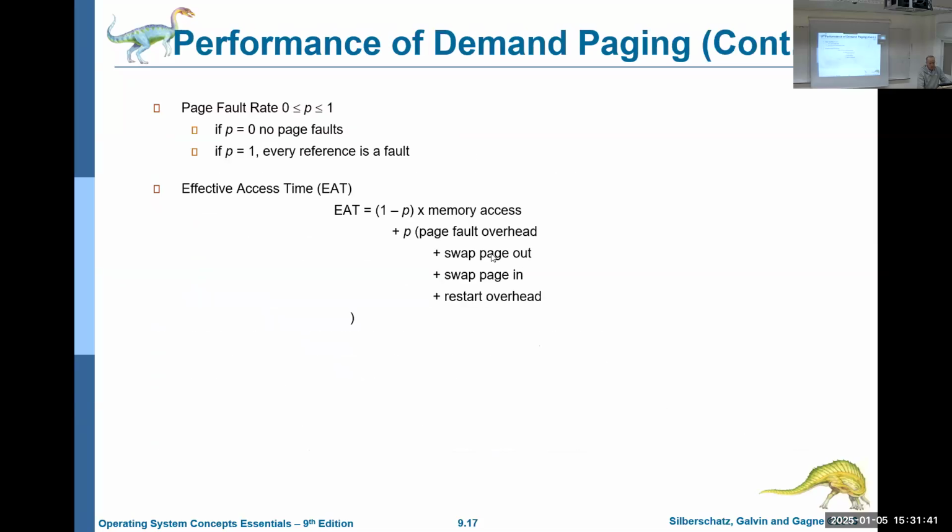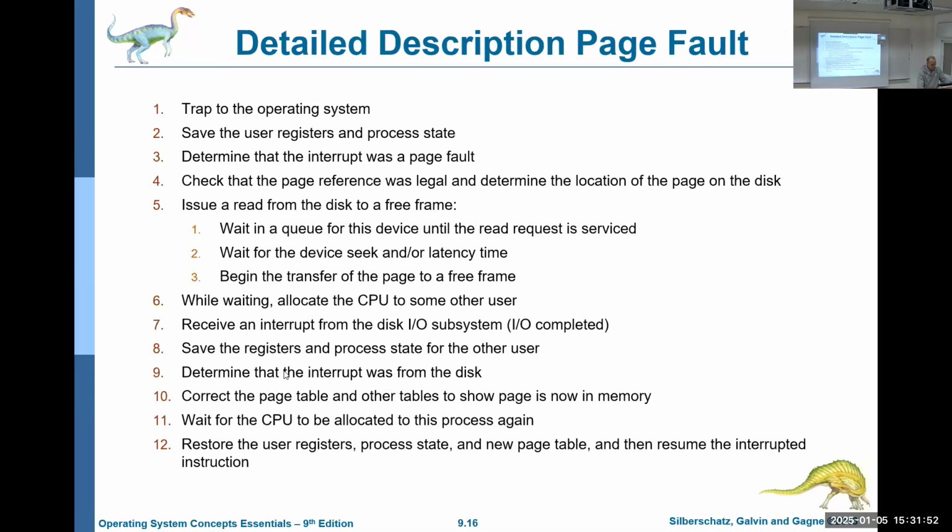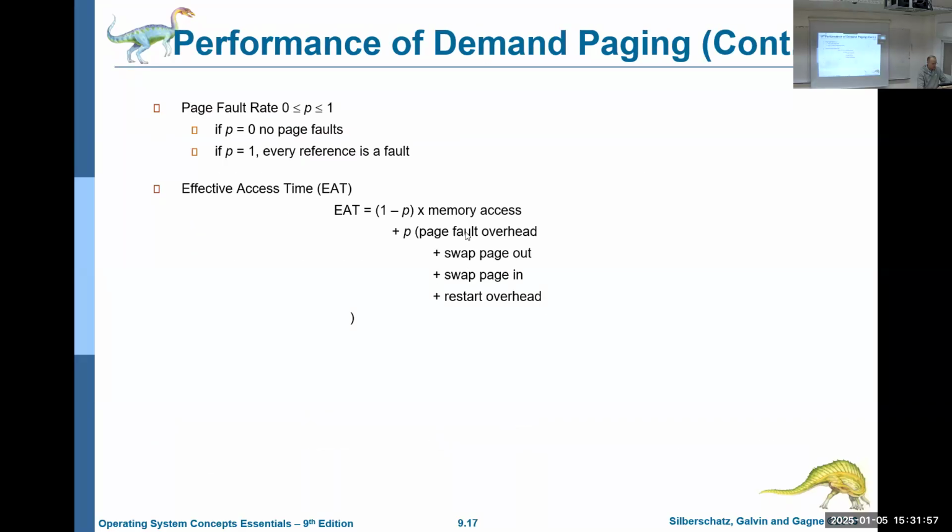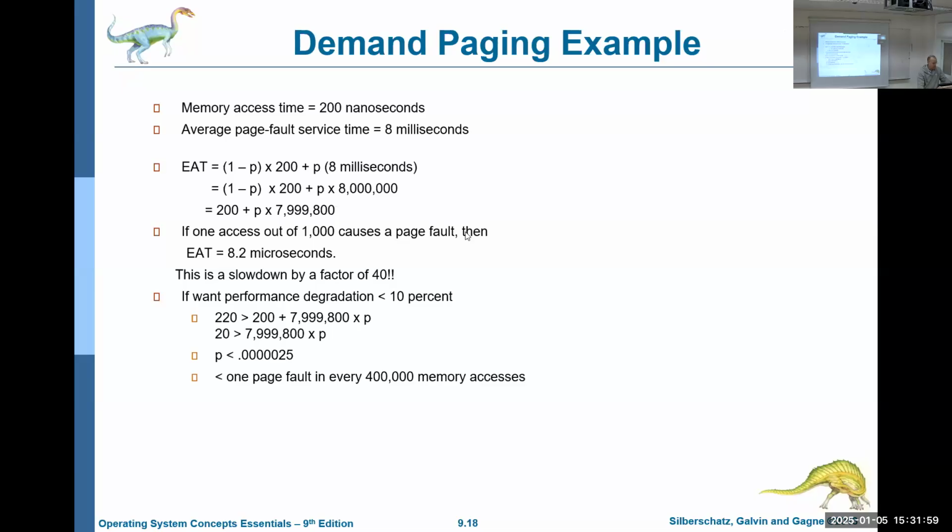So this is also only a ratio. There should be a ratio of how often I need to swap it out, and then swap it in, and then the restart overhead, how much it takes me to restart. That's kind of a summary of these 12 steps here. You got the basic idea, but here's an example.